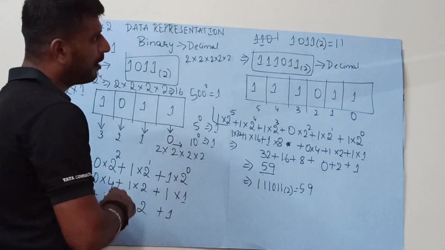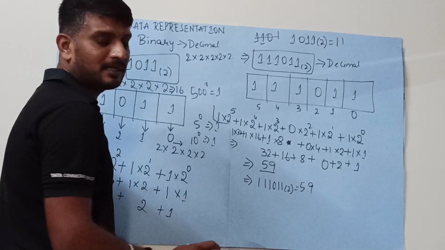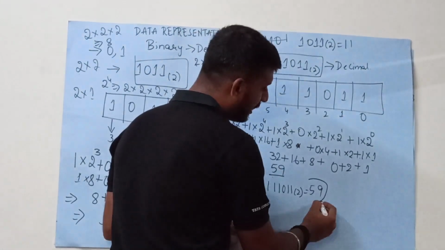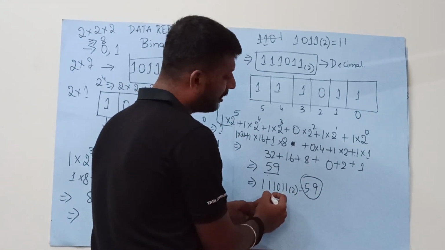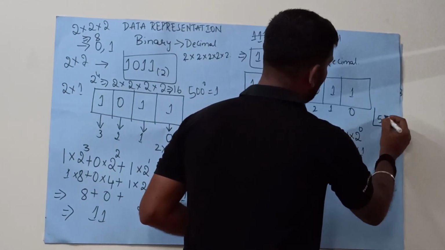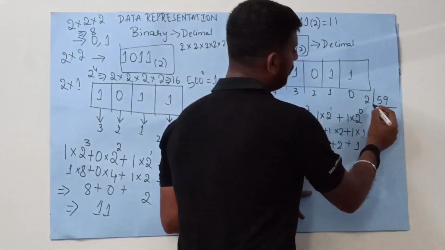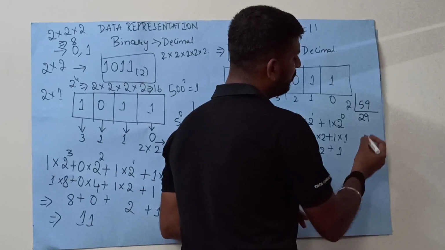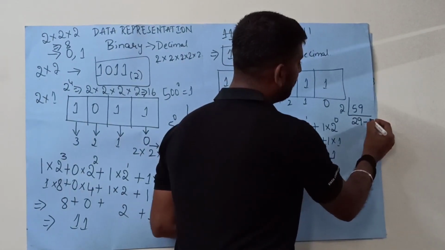If you want to cross check whether this particular problem is correct or not, I have to convert this decimal number into binary again and see whether I get the same answer or not. I will take 59 and divide it by 2. If I divide it by 2, I will get 29 as the quotient and 1 will be the remainder.